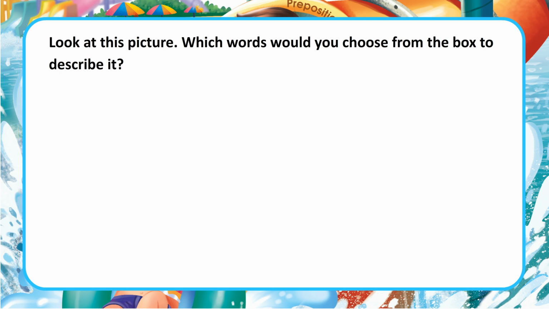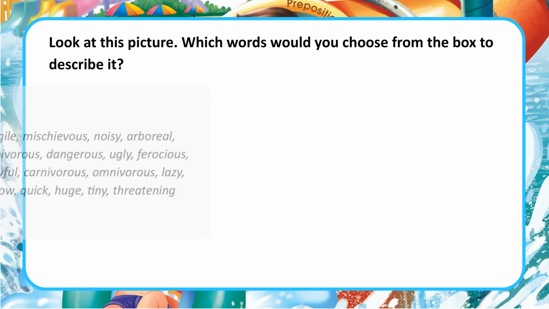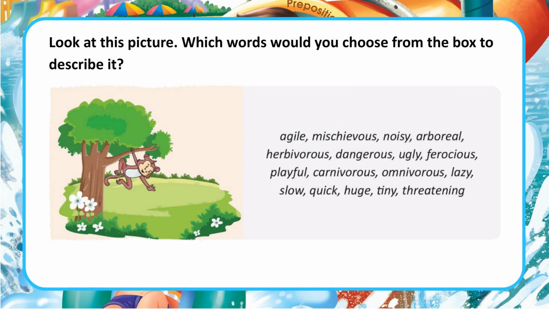Adjectives. Look at this picture. Which words would you choose from the box to describe it? Agile, mischievous, noisy, arboreal, herbivorous, dangerous, ugly, ferocious, playful, carnivorous, omnivorous, lazy, slow, quick, huge, tiny, threatening.